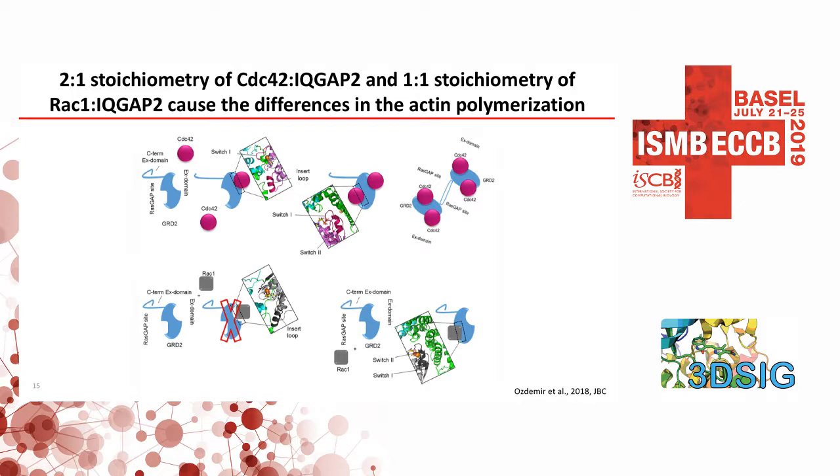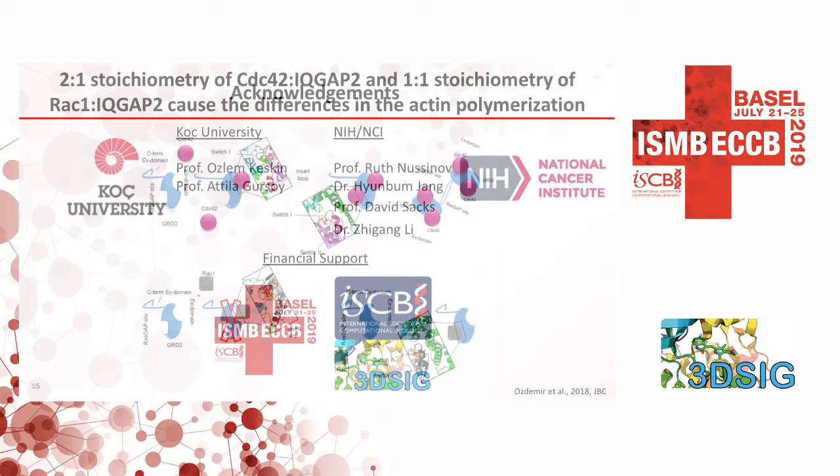And as a future perspective, it's worth investigating the interaction between IQGAP, CDC42, and WASP protein, because as I said, they synergistically act on WASP protein, and they initiate actin polymerization. So it's important to look at the interaction of that complex too. And also the interaction of GRD with other Rho GTPases can also be investigated.